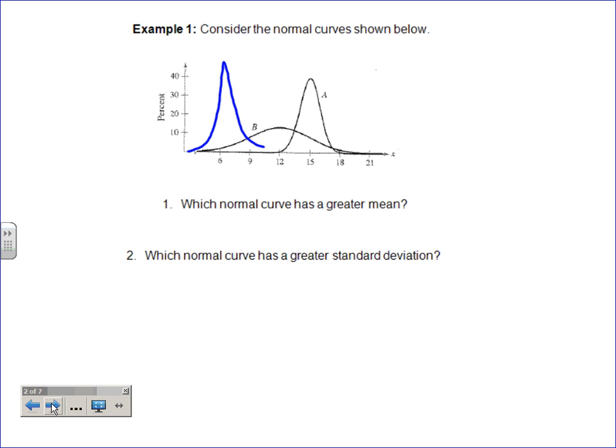Where do you look for the mean? Middle. There's 15. What's the mean of this one? 12. What's the mean of this one? We'll call this C maybe. Just because it's taller doesn't mean it has a greater mean. If you look, basically the mean always falls in the middle. So the mean of A is 15, the mean of B is 12, the mean of C is 6. So which one has the greatest mean? Well, A does. And it's because the middle of it is at 15.